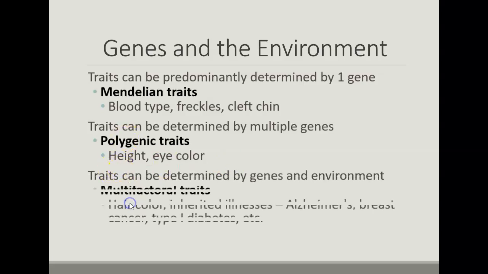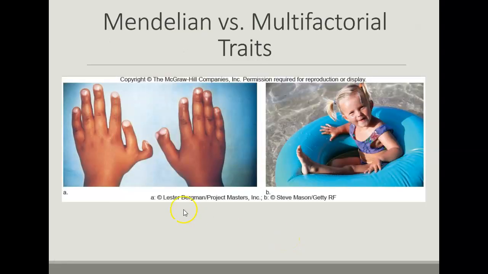Height I have on here, but technically that's a multifactorial trait. What's a multifactorial trait? Things that are both genetic and environment. So your hair color might be a darker shade in the winter, and then light hits it and it turns a lighter color. That's an influence between the environment and your genes. Inherited illnesses are a really good example of multifactorial traits. Your diabetes, cardiovascular disease, your risk of cancer, all of those, you may have genes that predispose you to those conditions, but your environment also plays a key role in determining whether you'll actually inherit those or not.